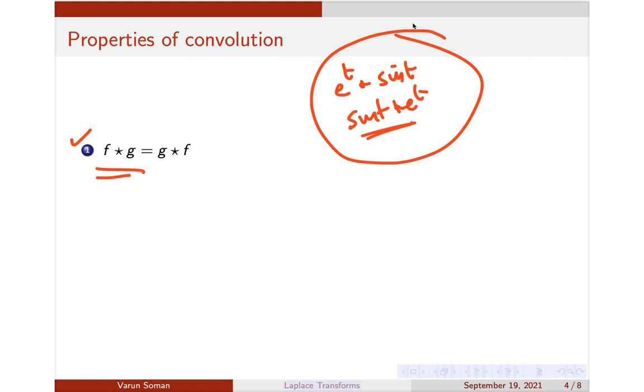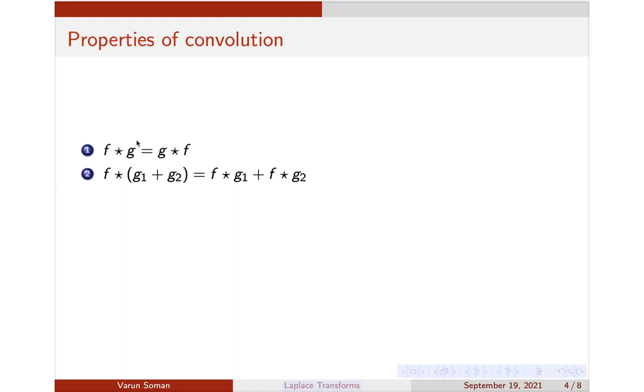Another important property is the distributive property, that is, f star (g1 plus g2) is simply f star g1 plus f star g2. Okay, so these are some important properties. We will not be using this now, but I'm just giving it as a mention here. So that's another important property.